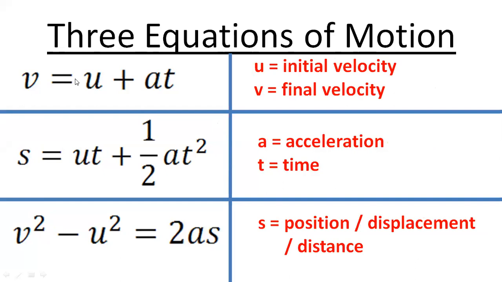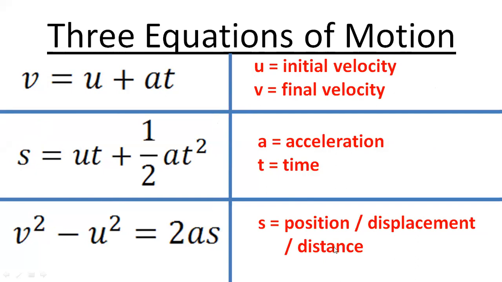So first, you already know u and v, you have an ample idea. u is nothing but initial velocity, v is final velocity, that you already know. Then we have a, that is called acceleration, and t is nothing but time. The only thing which you don't know is s. So s is nothing but position. It can also represent displacement, or it can also represent distance. So basically s is nothing but position, displacement, or distance.